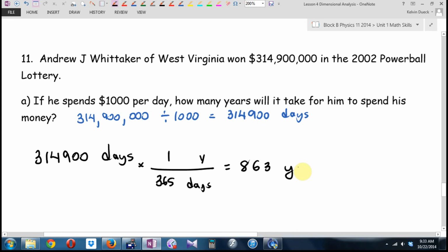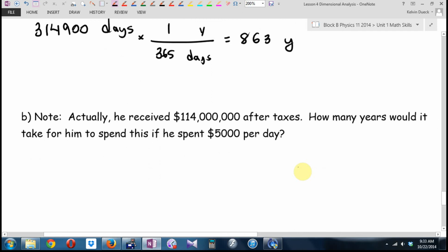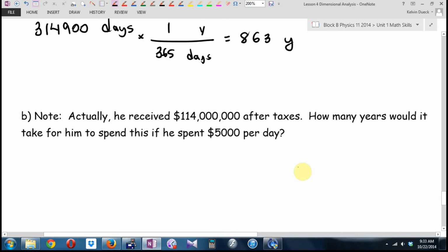I did some more Googling. Actually, that was the prize before taxes. So after taxes, he got that much. What if he spent $5,000 per day? How many years would it take him?